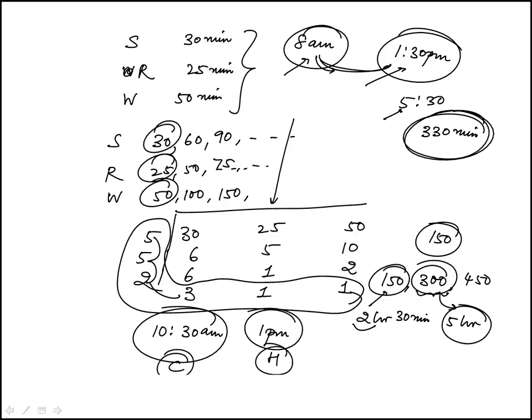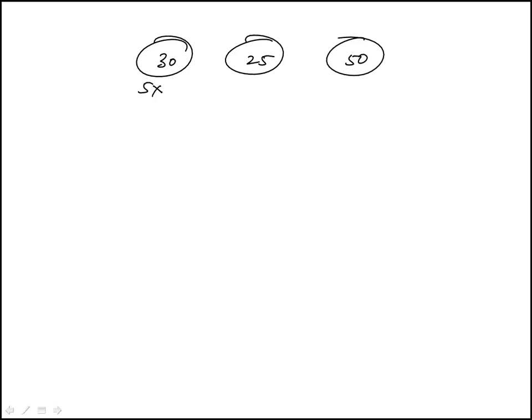Now I do want to go over this. I don't go over the why that is, but I'll explain the least common multiple in another way. 30, 25, and 50. We're trying to create the smallest number that would be divisible by all of these. So 30 is 5 times 2 times 3. So we're essentially doing the prime factorization.